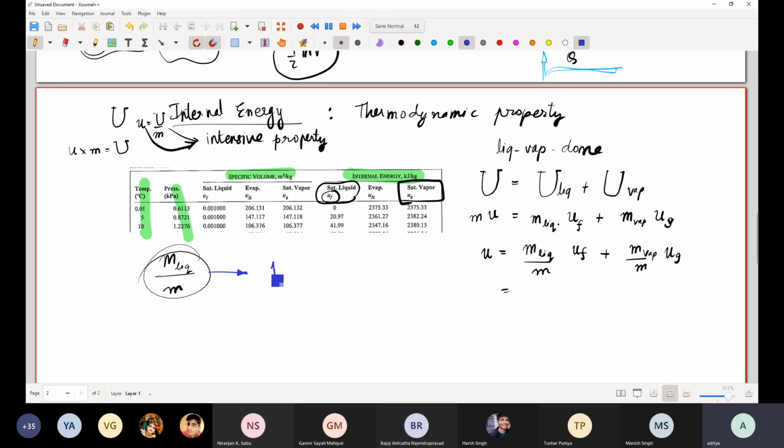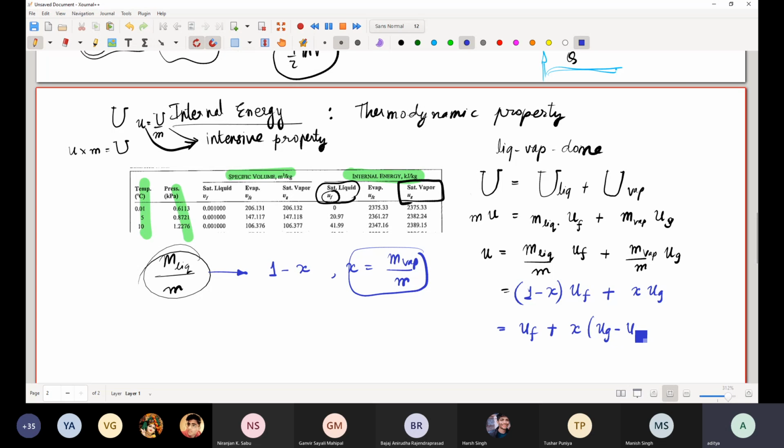So it is going to be 1 minus quality, whereas the quality is defined as m vapor over the total mass. Okay, these two definitions we will use now. So this is 1 minus the quality times uf plus quality times ug. So this becomes uf plus x times ug minus uf, and this becomes uf plus x ufg.